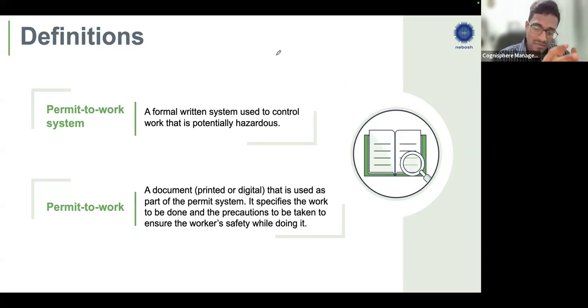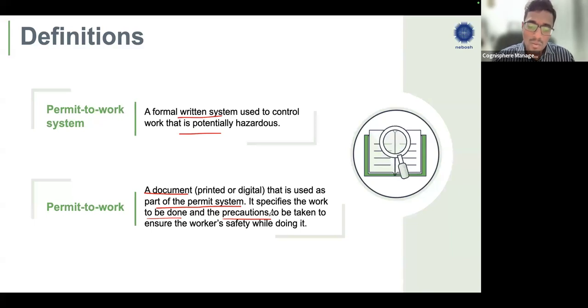So after the work is started, and when the work is completed, they would sign the permit document saying that they have completed the job safely. It is a little detailed process, but this process will ensure a careful assessment is done, particularly for high risk tasks. So it is a formal written system used to control work that is potentially hazardous. Permit to work is a document used as part of the permit system. It specifies the work to be done and the precautions to be taken to ensure the worker's safety while doing it.